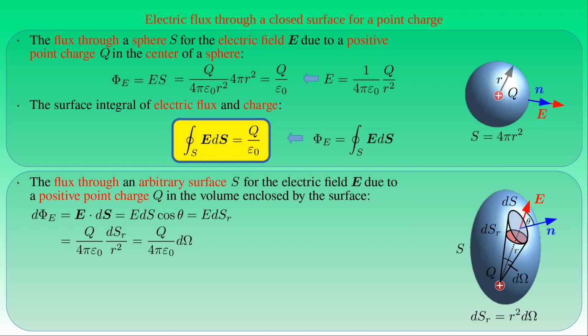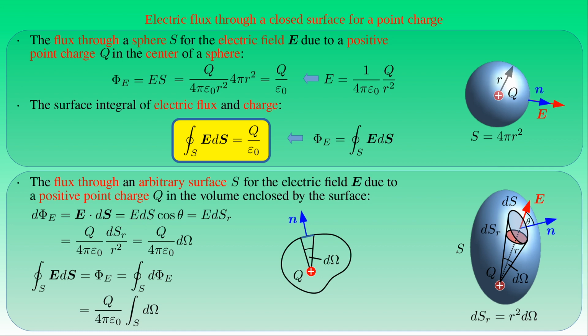We have already seen that the integral of the electric field over the closed surface S is equal to the electric flux phi E through the surface, which is given by the integral of the contribution d phi E over the whole closed surface S. By substituting the result we derived above, we obtain q over 4 pi times epsilon naught times the integral with respect to the solid angle over the whole surface S. If the surface S is such that the lines originating from the point charge q intersect the surface only once, then the integral represents the solid angle subtended by the unit sphere, which is 4 pi. This gives q over epsilon 0, as in the case of the sphere.